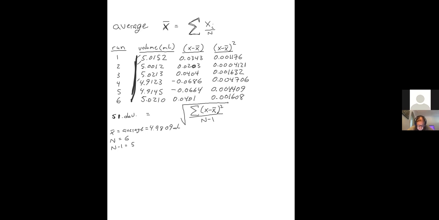Okay, so now we've taken all those. Now what this says is once you've taken those differences and squared them, we're going to add them all up. So the sum of x minus x bar squared, I'm just going to add up all those numbers there. Let me put 0.001176 plus 0.000. Be careful with the zeros, because if you make one mistake on the zeros, it messes up your whole answer.